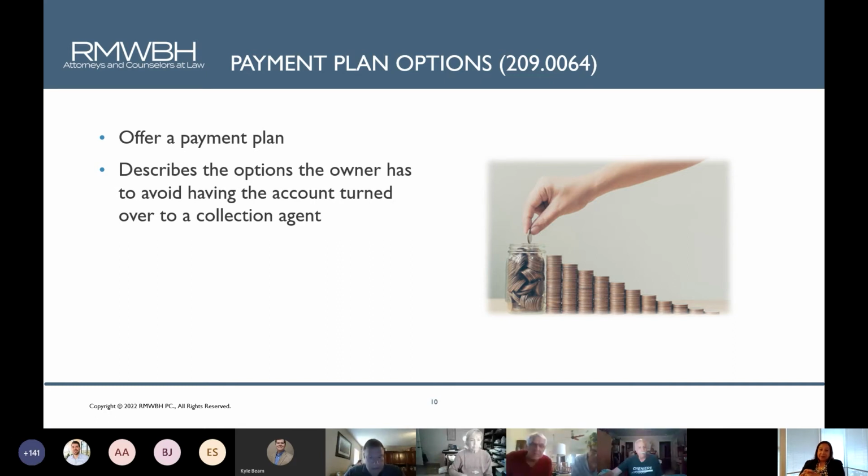And it has to specifically say you're entitled to enter into a payment plan in order to avoid your account being turned over to a collection agent or the association's law firm for further collection. So very important provisions, and you need to make sure that the 209 letter complies.